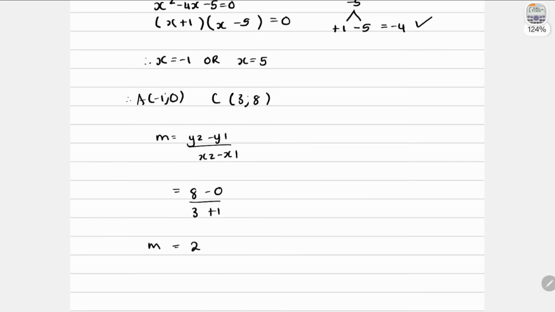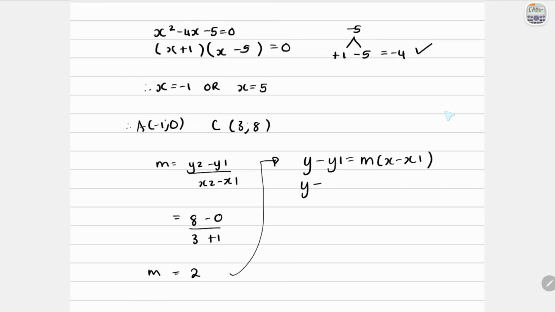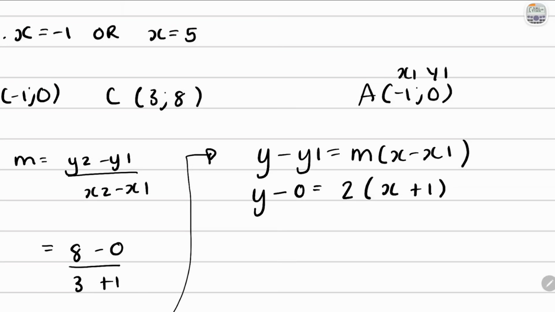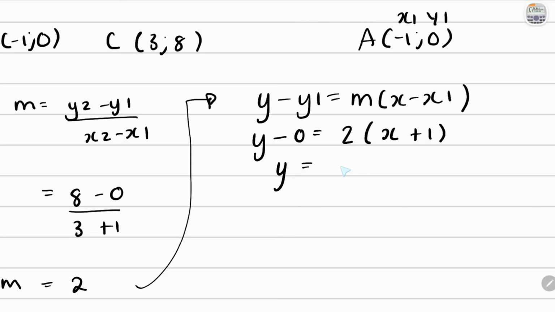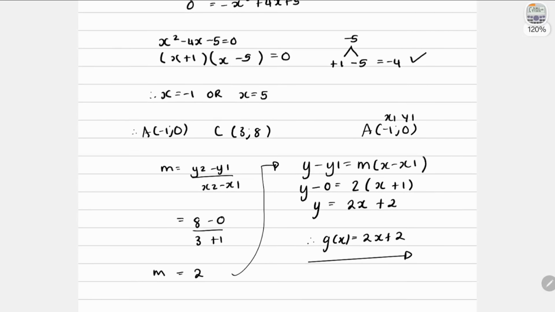And now we can find the equation of that line. I'll just use the quick method. There's the y equals mx plus c, but I'll just use this formula. Y minus y1 is equal to m times x minus x1. So we're saying y minus, now the y1 and the x1, they just stand for a point on your graph. So I'll take the easy point, which is A. A is an easy point, negative 1 and 0. So that's your x1 and that's your y1. So y minus 0 is equal to, our gradient is 2, times x minus negative 1, which becomes a plus 1. And so y minus 0 is still y, which is equal to, distribute, that is 2x plus 2. So therefore, g of x is equal to 2x plus 2, like they said it was. Okay, so that is it for 6.2. Moving on to the next question.